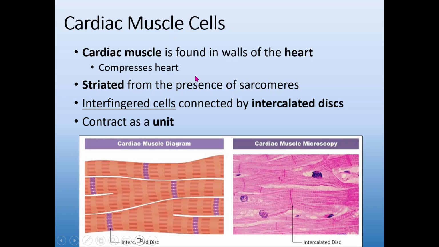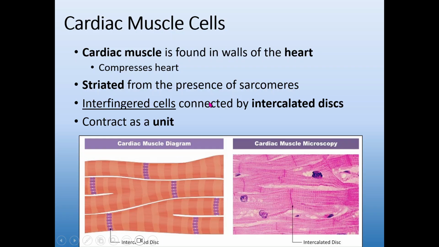So found in the walls of the heart, its job is to contract and compress the walls of the heart, thereby pushing blood through our circulatory system. It is going to have sarcomeres bundled into your myofibrils. We're going to line them up, and so you're still going to get a striated appearance. But because of the interfingered nature of the cells of cardiac muscle, it's not always going to be a perfect line. So you'll see striation, and then it'll jump over a little bit, and you'll see striation over here, and then it'll jump over here.